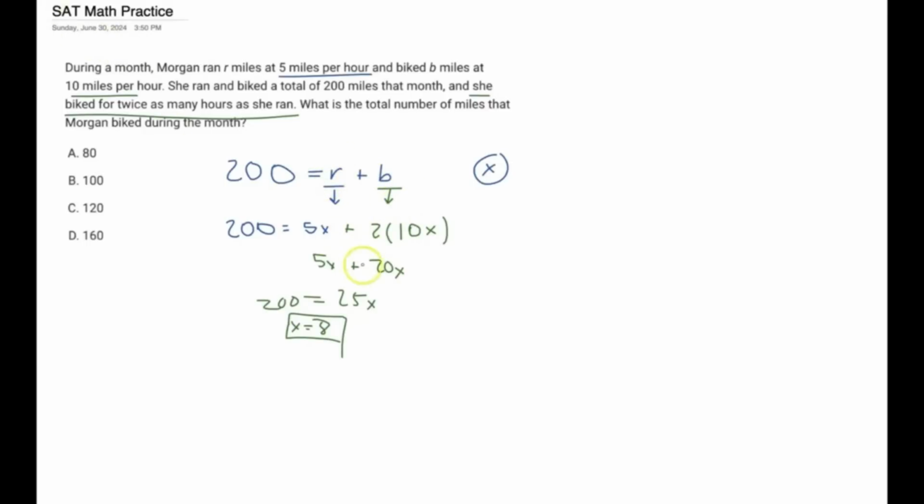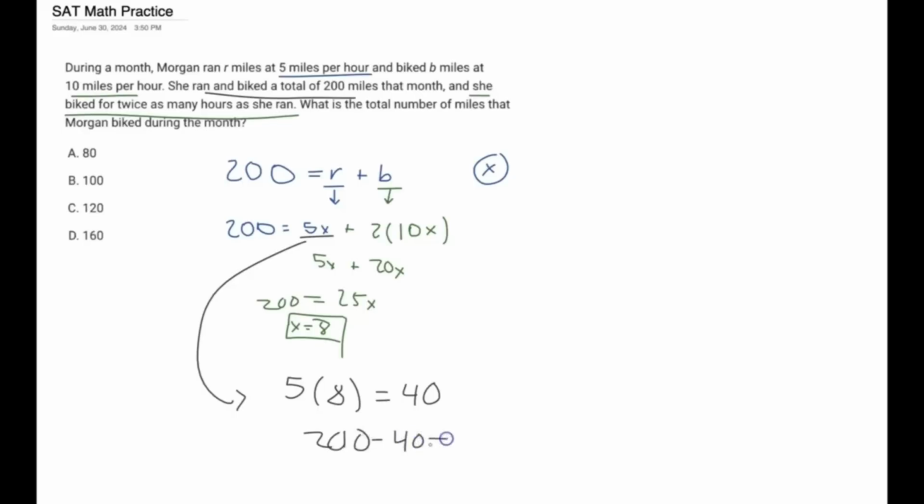Why? Well, because we can plug this back into the 5x here. We know that she runs 5 miles per hour, so if she's doing the activity for 8 hours, that's 8 times 5, so that's 40 miles. And we know in total, she ran and biked a total of 200 miles. And so 200 minus 40 is 160 miles. And so that is our final answer.